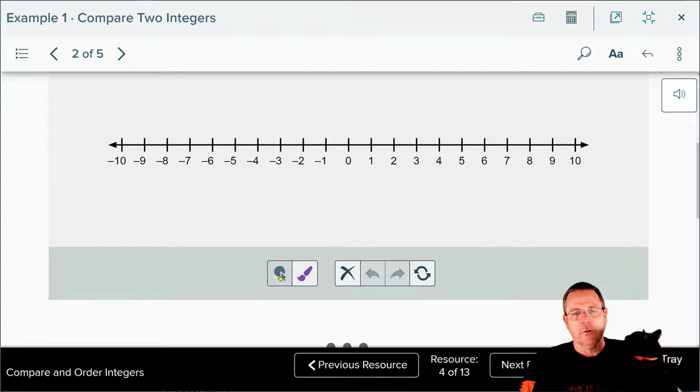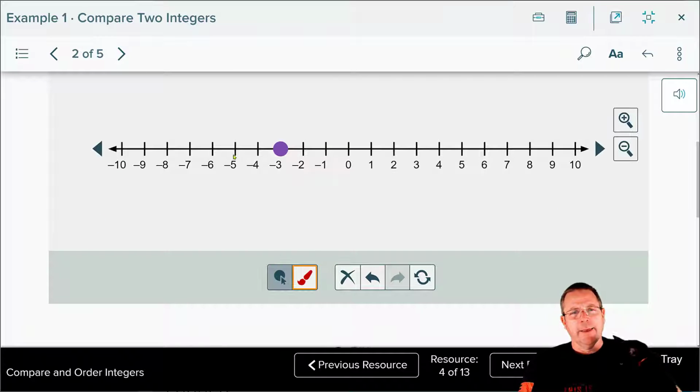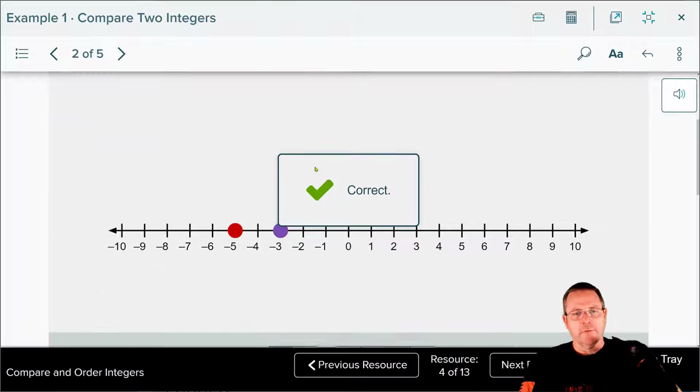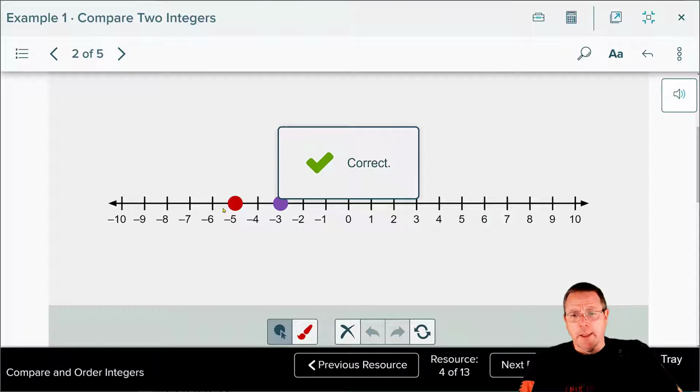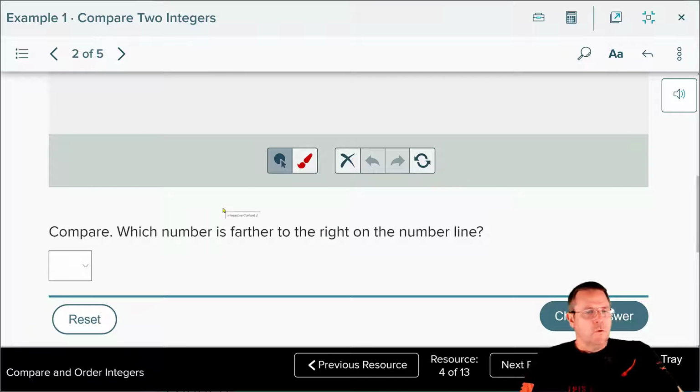So we're going to scroll down. Here's the point button. So I'm going to add a -3. Figure out how to turn this on. There we go. Then we're going to change a color, and we're going to add a -5 and check our answers, and it is correct. So we have graphed -3 and we have graphed -5 on the number line. So which one of those numbers is going to be farther to the right?